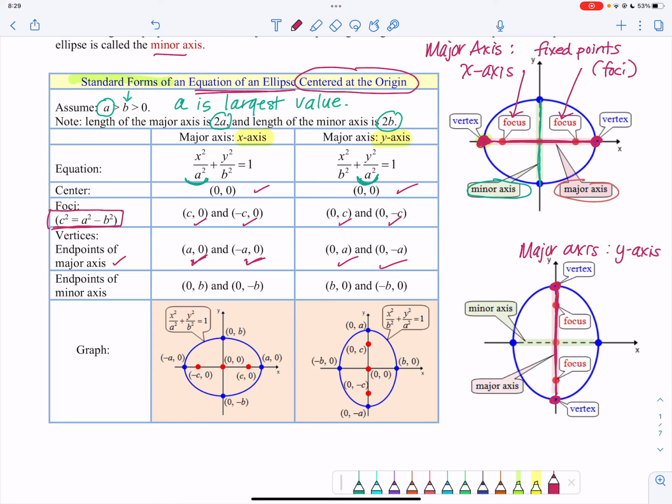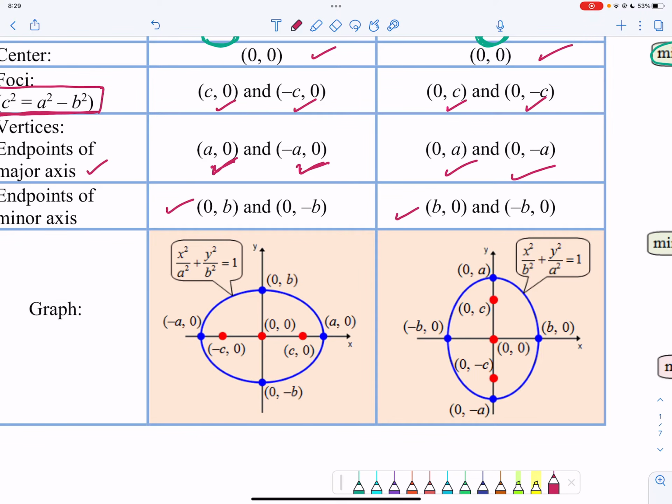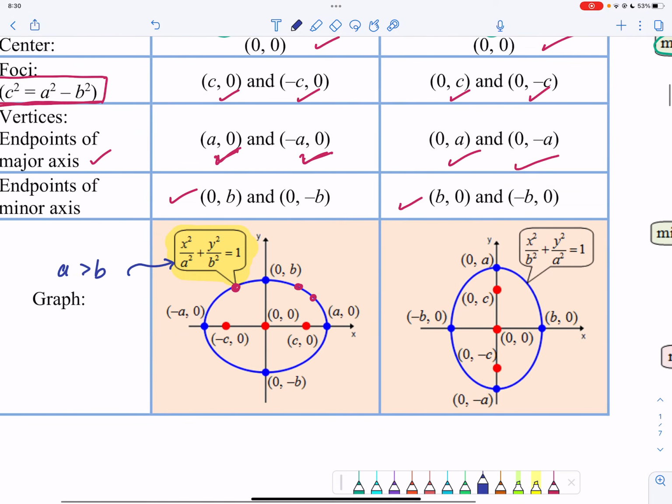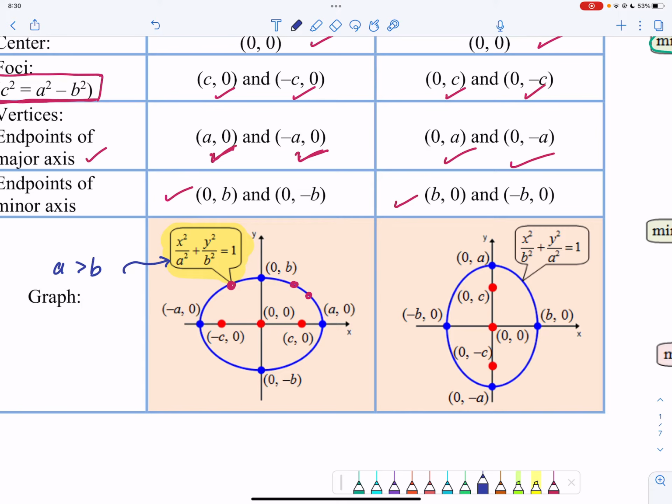And here are the endpoints of the minor axis. And here's the graph, and these are really nice. Every single point on the ellipse satisfies this equation. So we have a major axis as the x-axis because this is larger, A is larger than B. Okay? And so here we have the major axis as the y-axis. There's our major axis. And in this case, as you can see, A is bigger than B, and this time it's under the y-squared term.